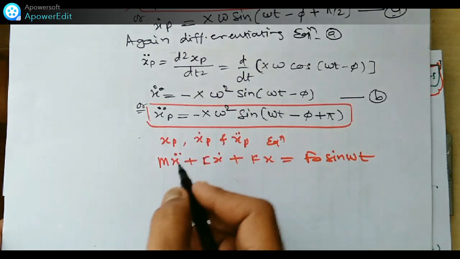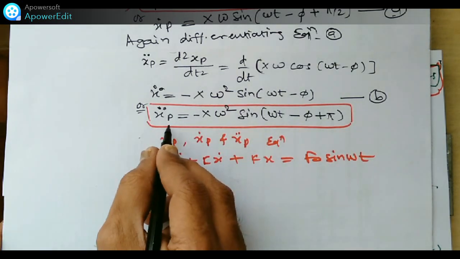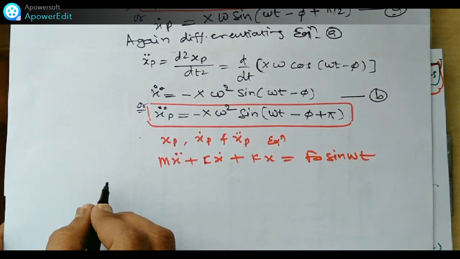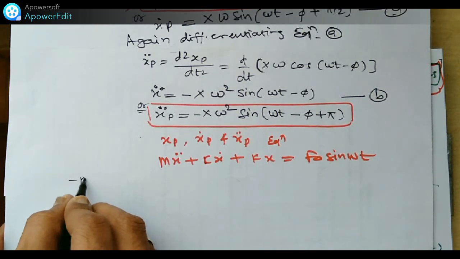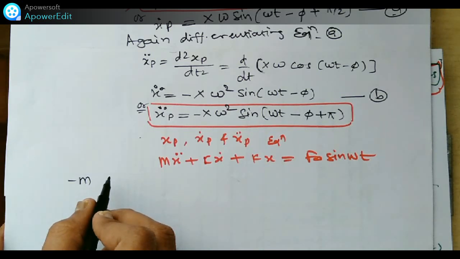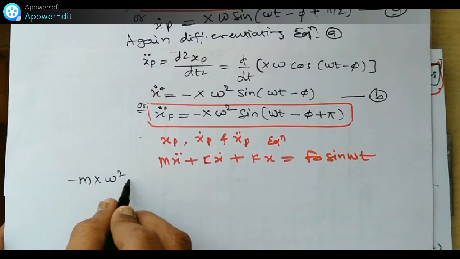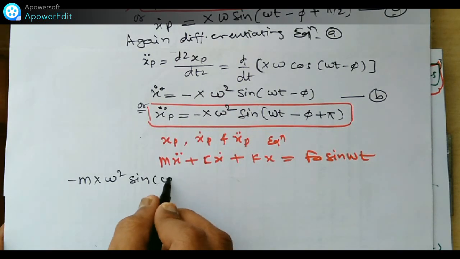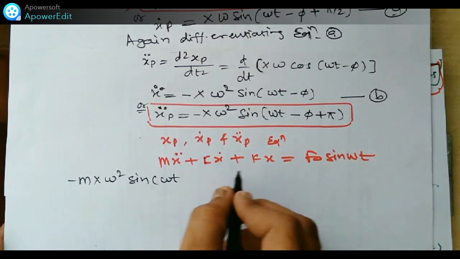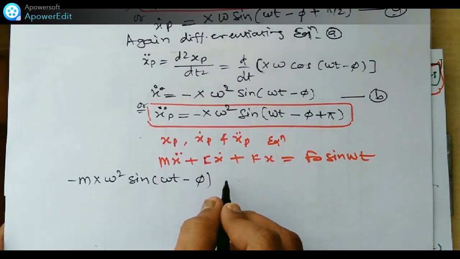Putting these values in this equation, x double dot is replaced by xp double dot: minus m, x omega square sine of omega t minus phi. This is the first part.